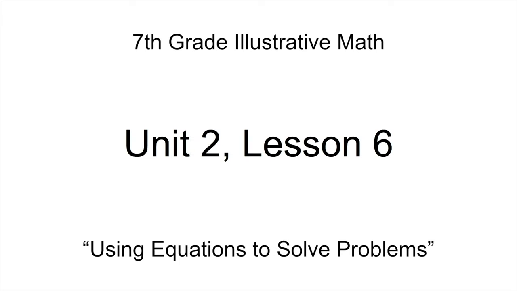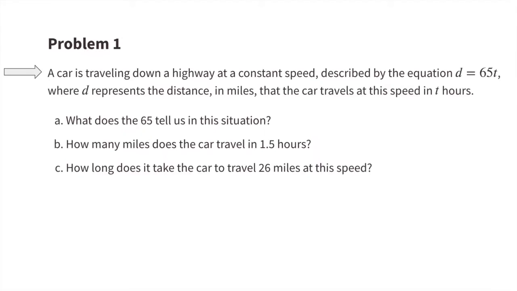Seventh grade, Unit 2, Lesson 6, Using Equations to Solve Problems. Number 1. A car is traveling down a highway at a constant speed, described by the equation d equals 65t, where d represents the distance in miles that the car travels at this speed in t hours. A. What does the 65 tell us in this situation?